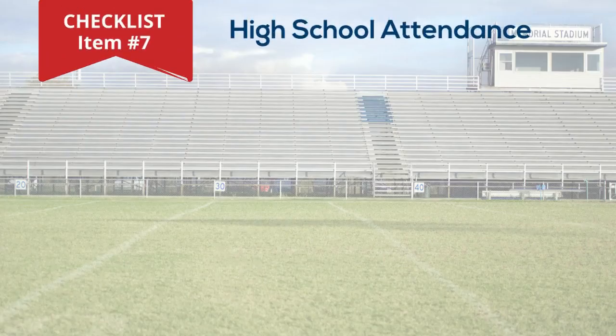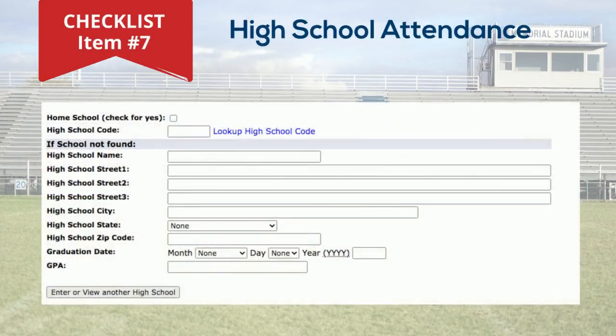Checklist number 7 requests information about your high school attendance. Select the Lookup High School code to find your school. When found, the address fields will auto-populate. If you have a high school equivalency, you will enter the code provided. You'll also need to remember to provide your graduation date and GPA.